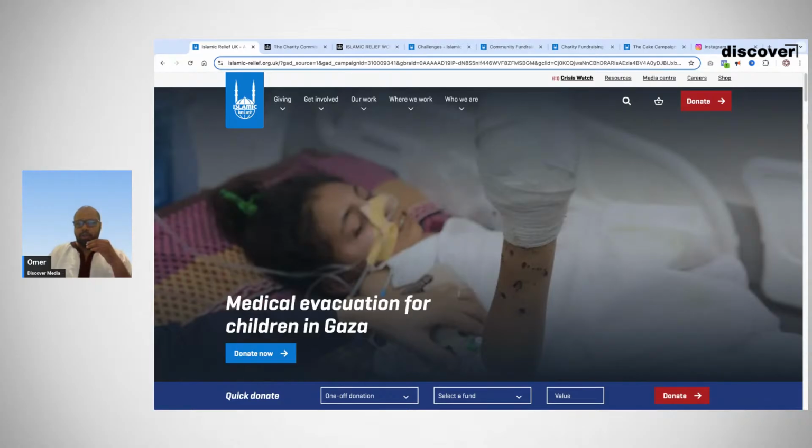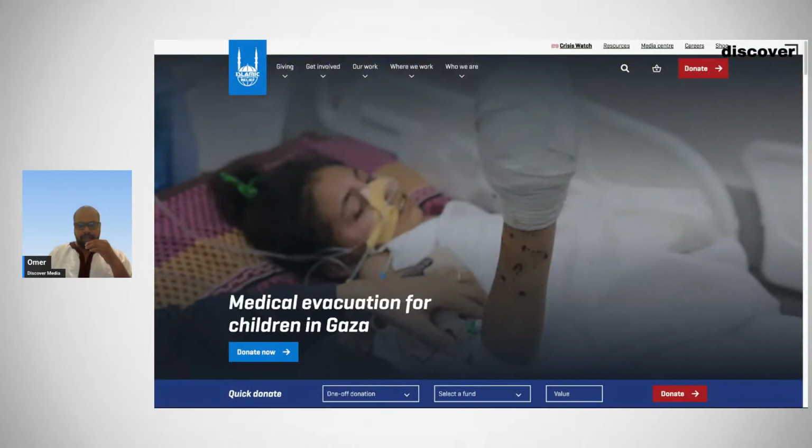And when you look at the website now, in web design, this is called your hero banner. So this is the first thing that you see, and straight away you can see who they are. This is their logo, very clear, Islamic Relief, their menu, and then you donate. Here's the call to action again, and you donate.